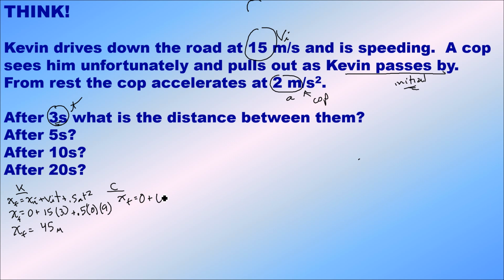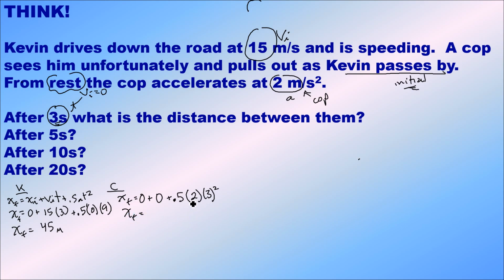Now the cop, same formula, except the cop's initial position is 0. The cop's initial velocity is 0 because the cop's just sitting there. So that's what this whole "from rest" means, the cop's initial velocity is 0. But the difference is the cop is accelerating, at 2 meters per second squared. We're going to give him 3 seconds to do that.